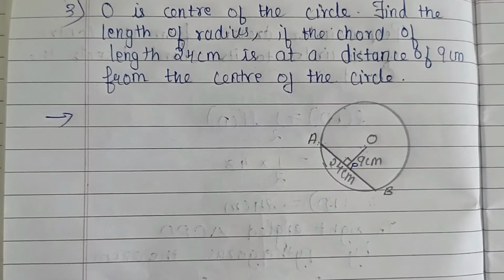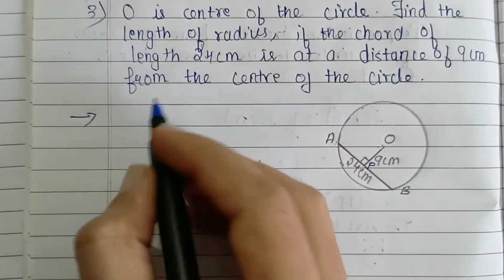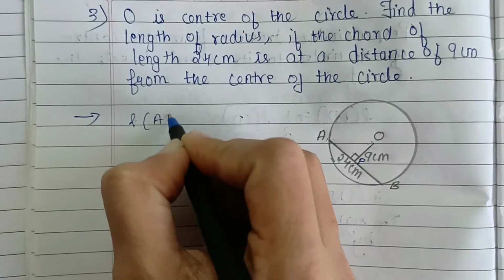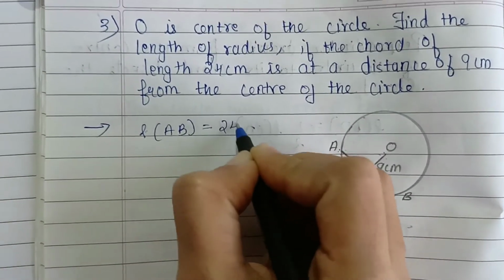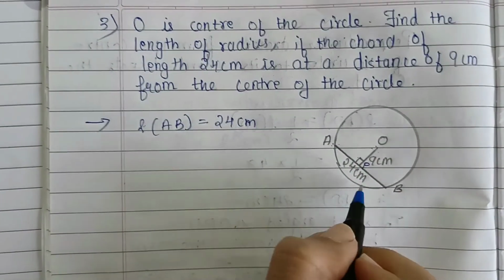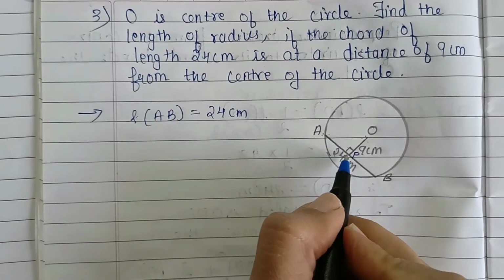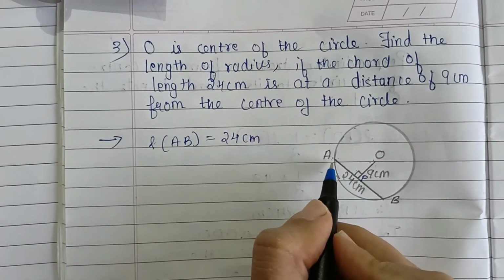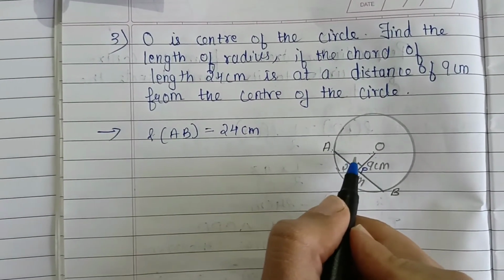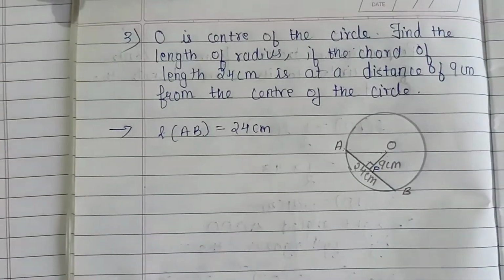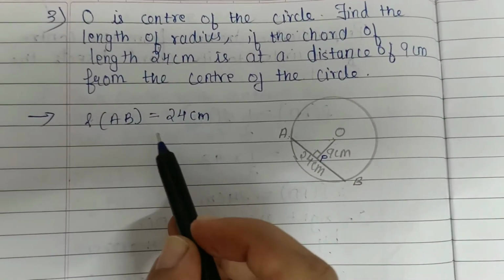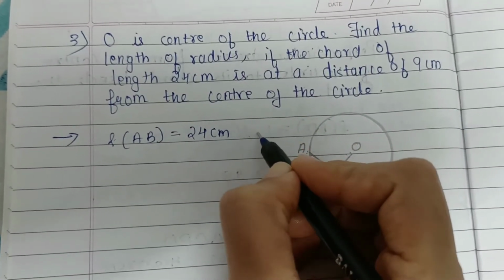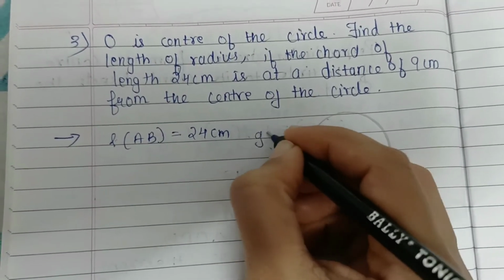So again we'll write down the given information first. Here the given information is length AB, that is the chord, 24 centimeter. Obviously we have to find out the half of this chord, that means segment AP we have to find. Once we get segment AP, we can use Pythagoras theorem in order to find out the radius. Length AB, 24 centimeter, is the length of the chord which is given.